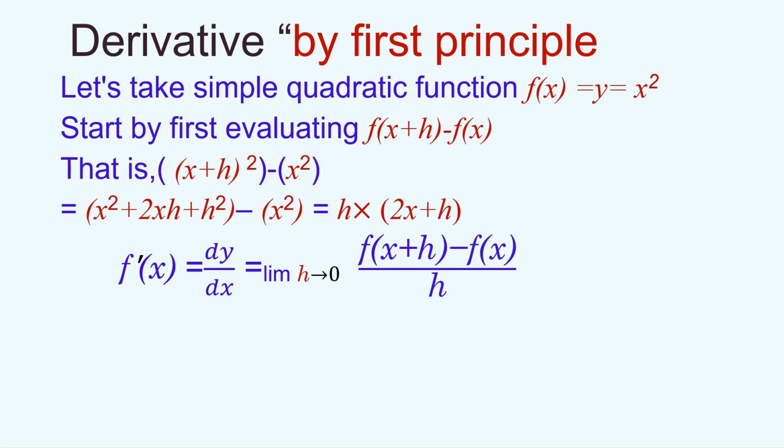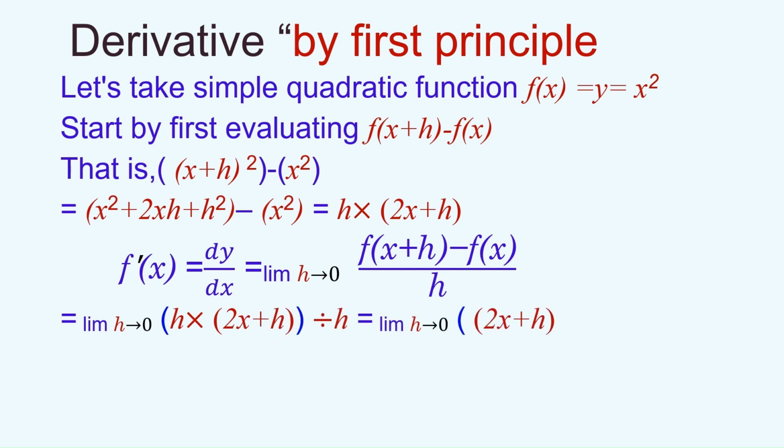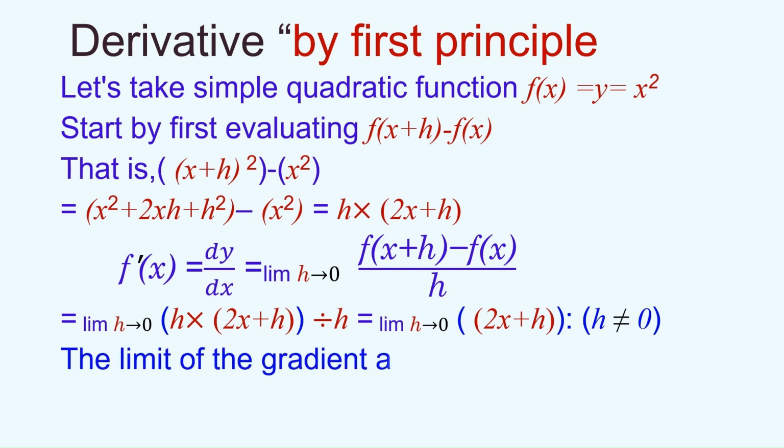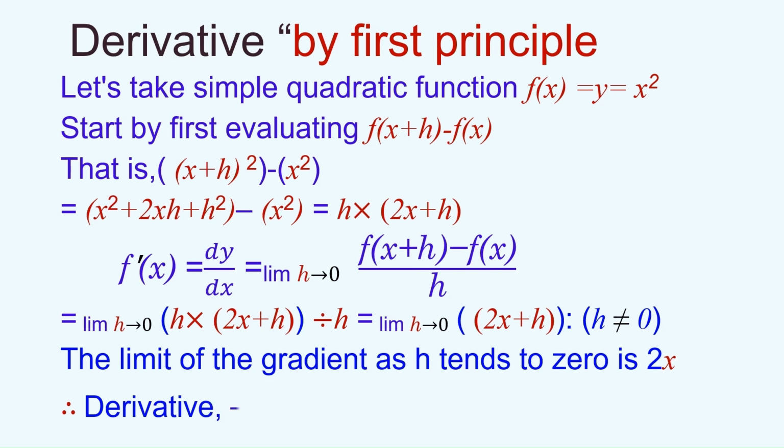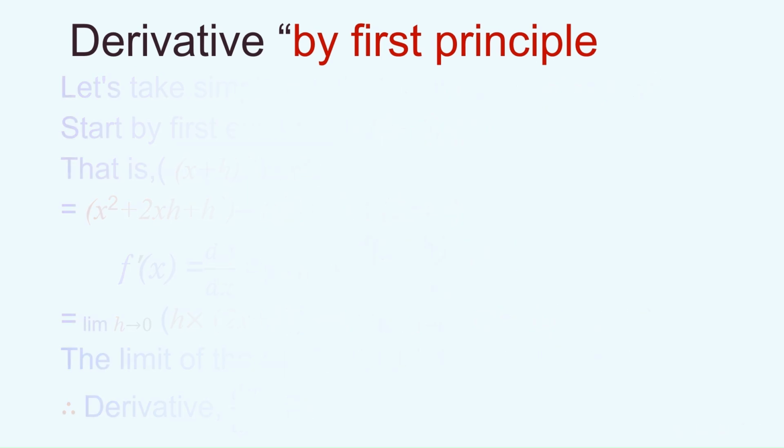f'(x) = dy/dx = limit h tends to 0, [f(x + h) - f(x)] divided by h equals limit h tends to 0, h times (2x + h) divided by h equals limit h tends to 0, (2x + h), h not equal to 0. The limit of the gradient as h tends to 0 is 2x. Therefore the derivative equals 2x.